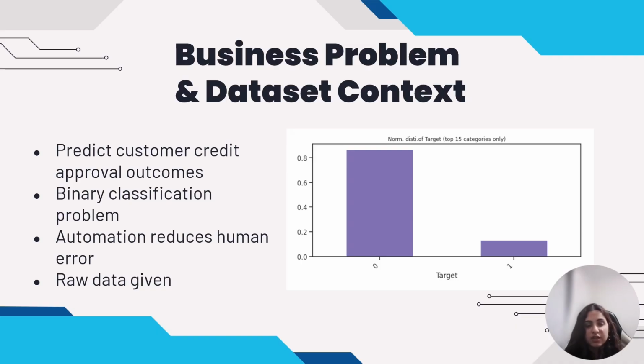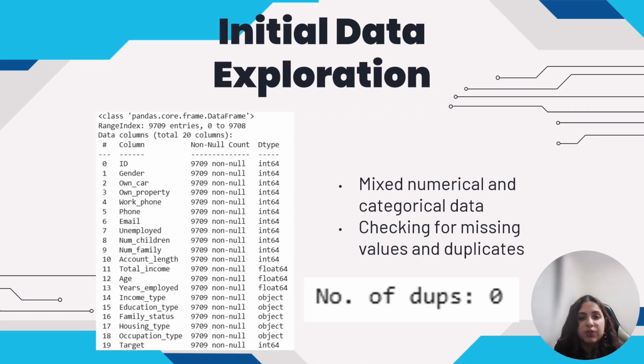So the raw data was given, and so we need to explore the data to see what pre-processing is required. So first of all, we will determine if there are any missing values, duplicates, or any inconsistencies in general. And so we described the data, and we found that, first of all, we have mixed numerical and categorical data, as can be seen from the screenshot. So we have some numerical values, for example, the number of children, number of family members, but we also have some categorical values such as income type and education type and many more.